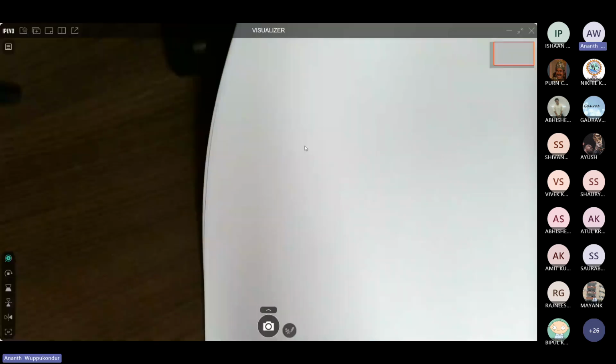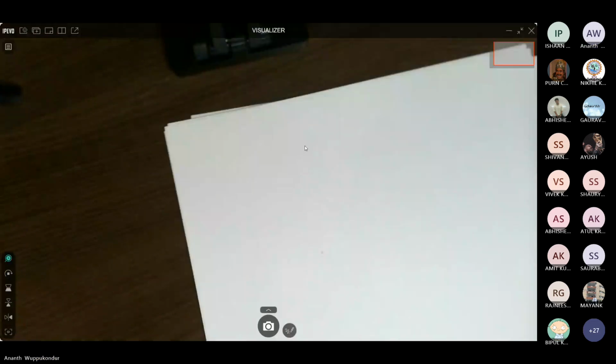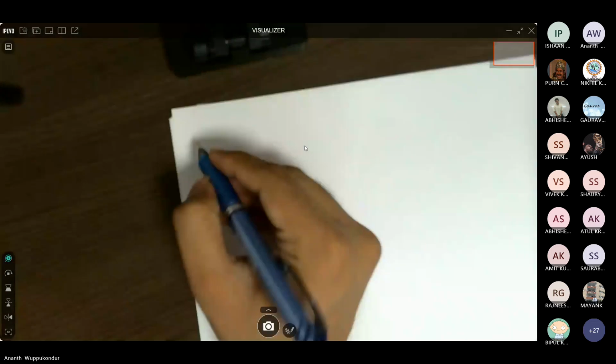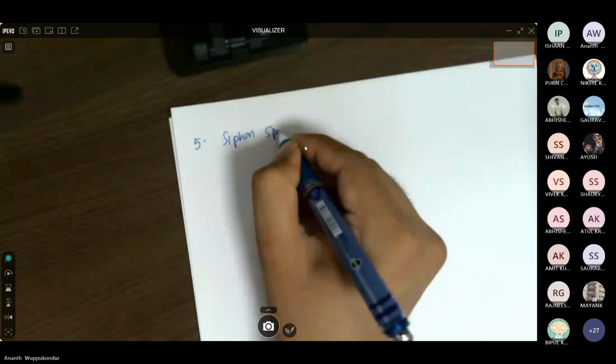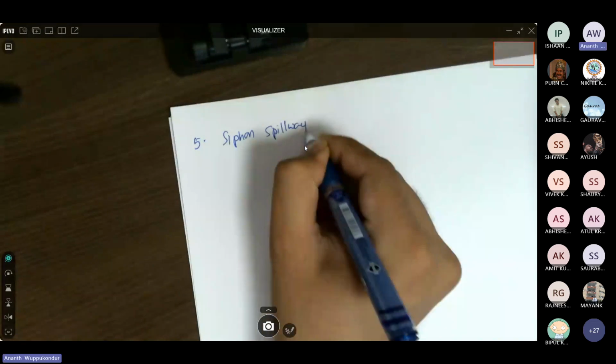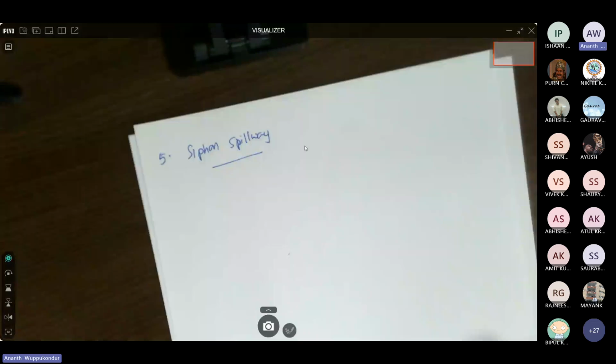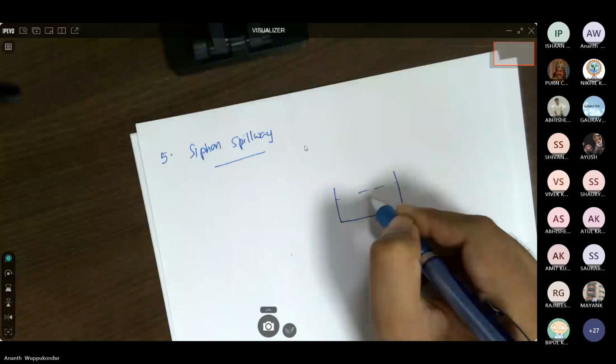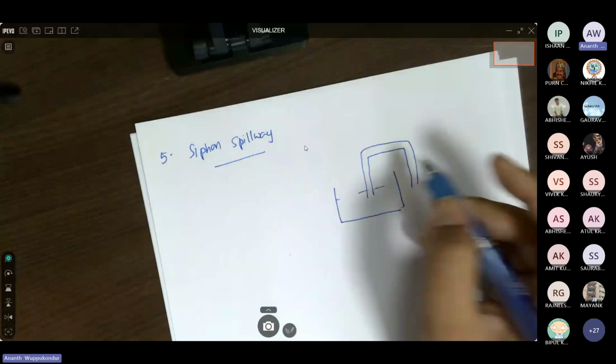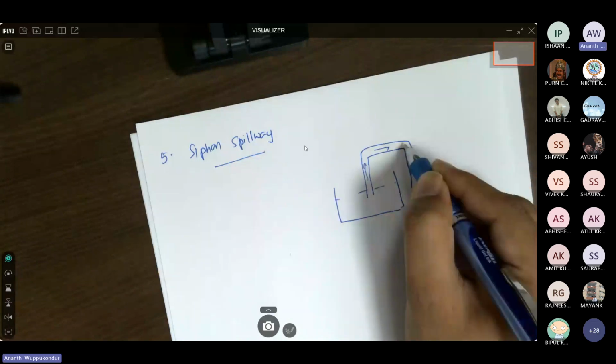And then the last type of spillway is the siphon spillway. So siphon, you might have learned about siphon action, right? So let's say I have a tank and then you insert a pipe. So if you remove the air in the pipe, then you are creating a vacuum. So because of this pressure difference, the water is going to flow through the pipe. So this is siphoning action, right?